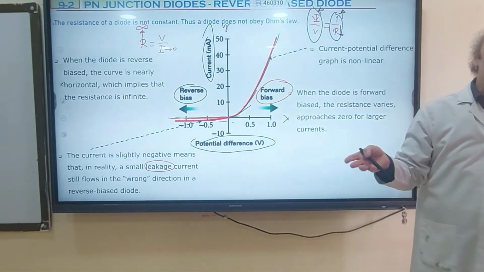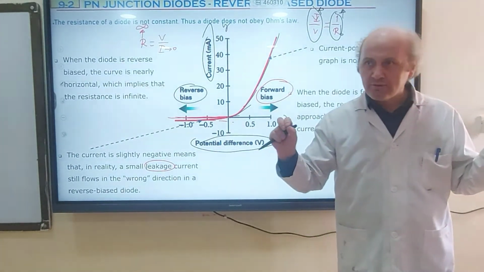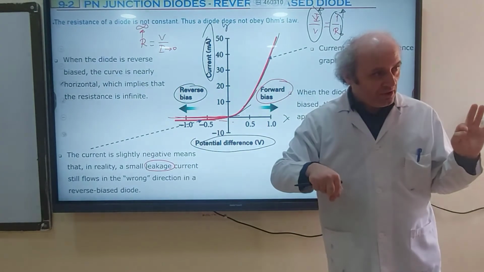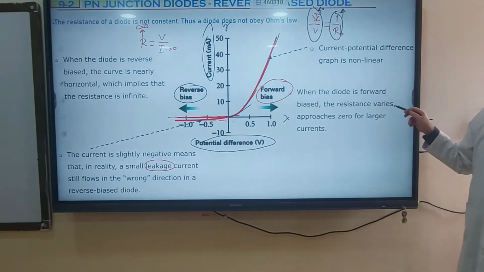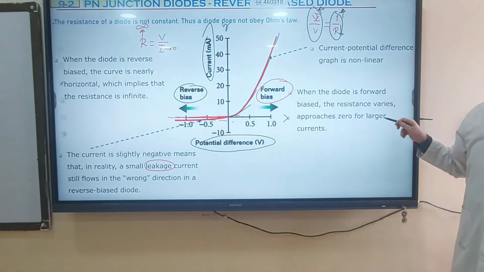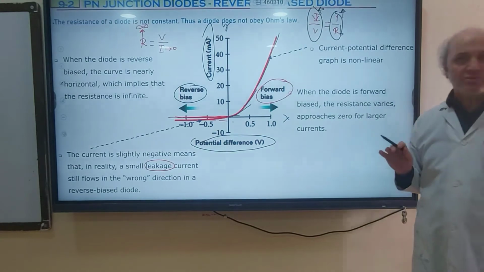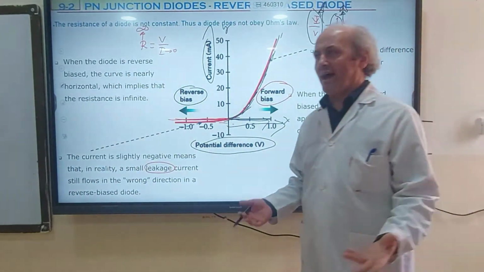No other electronic device can do that. Only a diode. As the electric current of the diode increases, its resistance decreases. When the diode is forward biased, the resistance changes and approaches zero for large currents. Now, where do we use them?